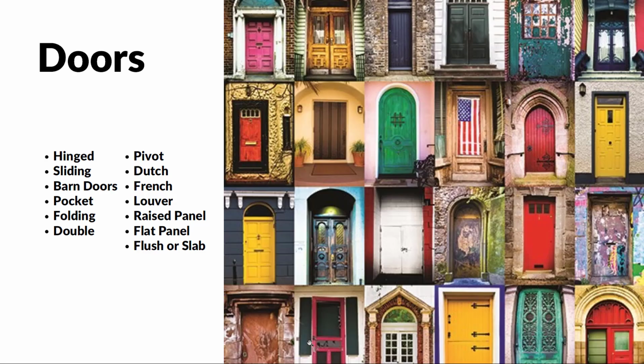Then we're going to look at doors. So doors, there are even more options that we're going to go through and just show some examples. Hinged, sliding, barn doors. There are many, many styles, and as you can see, they have a really huge impact on the appearance of a building and your experience going through them.